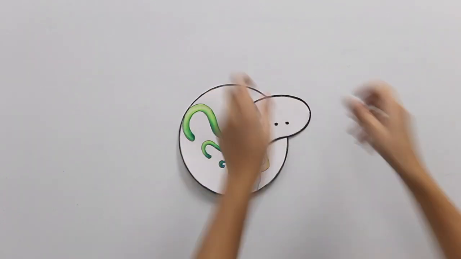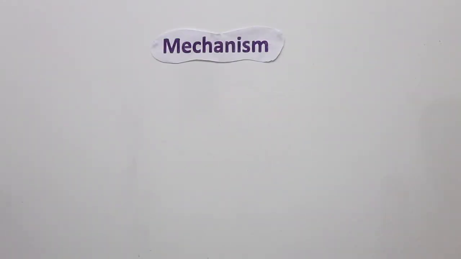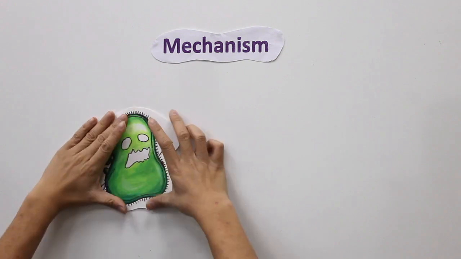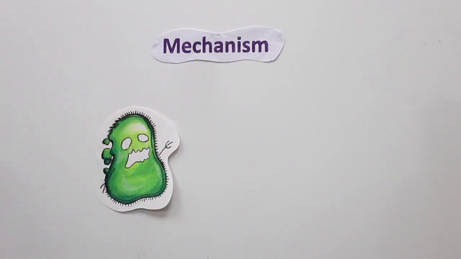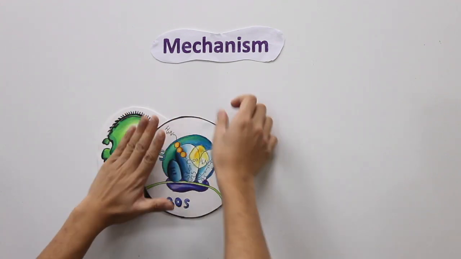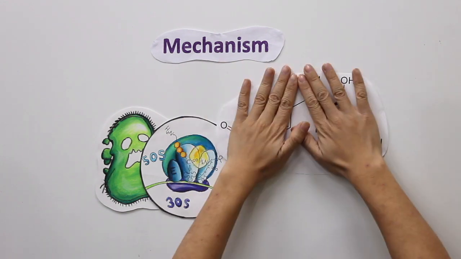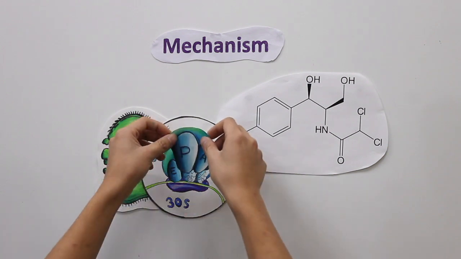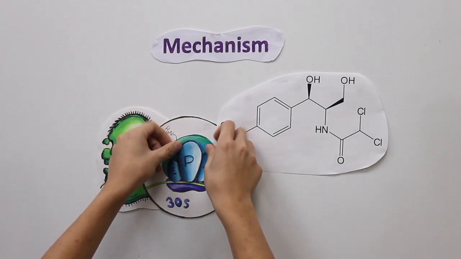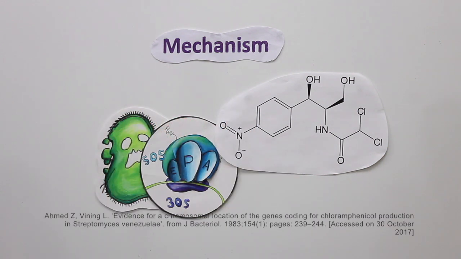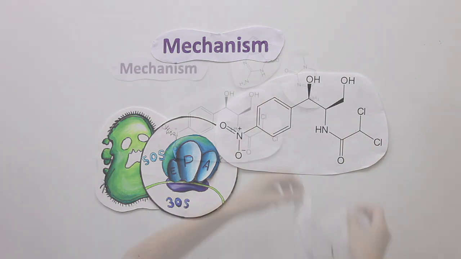So, is it clear now? Yeah. Studies show that chloramphenicol targets bacterial cells exclusively, particularly the ribosome. The 50S subunit of bacterial ribosomes is reversibly bound to chloramphenicol. This changes the conformation of peptidyl transferase in ribosomes, so peptide bond formation is inhibited.